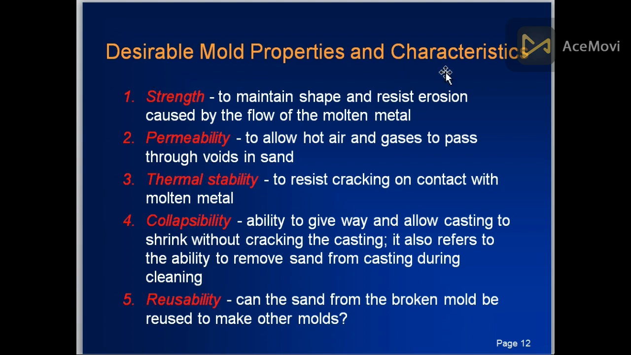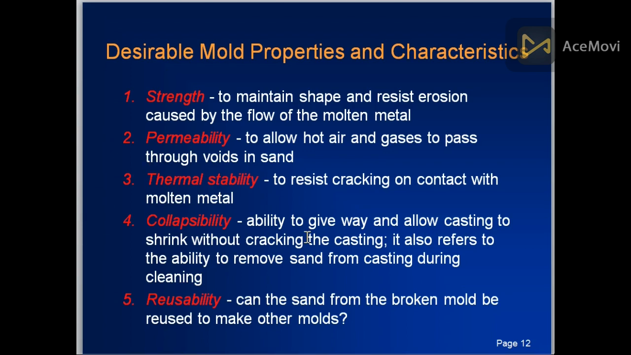Desirable mold properties and characteristics. How we make our mold, and what properties we need in the mold. We need strength to maintain shape and resist erosion caused by the flow of the molten metal. Also, we need permeability to allow hot air and gases to pass through the voids in the sand. Thermal stability to resist cracking on contact with the hot metal.